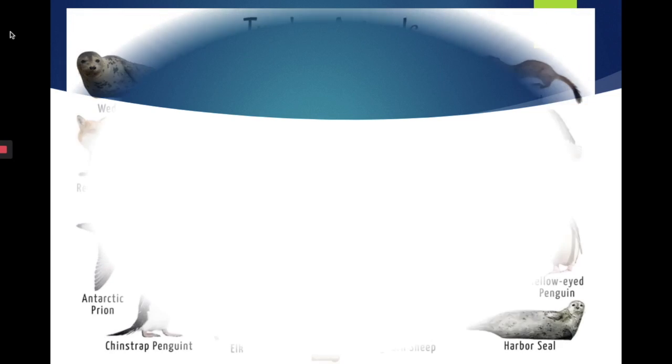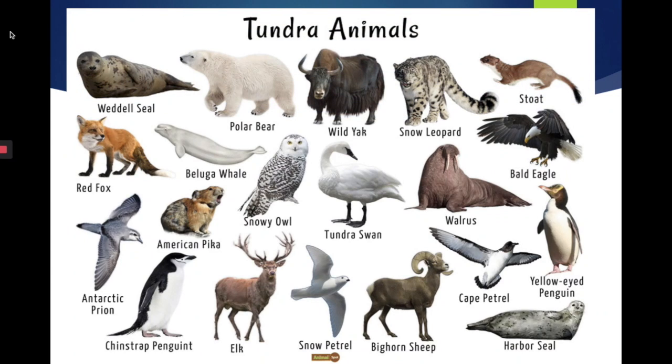Now I'd like you to take a moment and think about the types of animals that you might find in this biome. How would they have to adapt to live in this biome? These are some of the animals that you would expect to find in the tundra biome. What do they all have in common? Think about that for a moment.